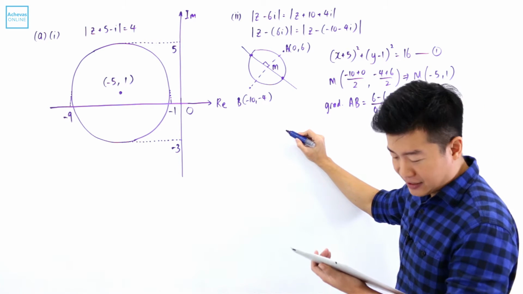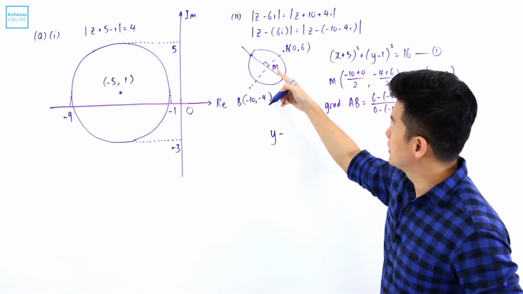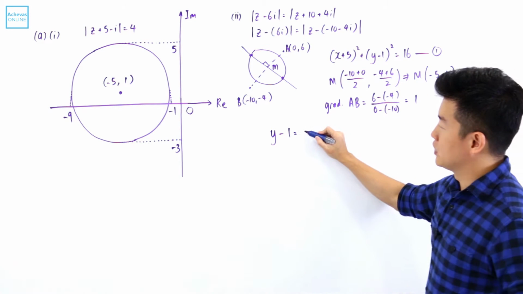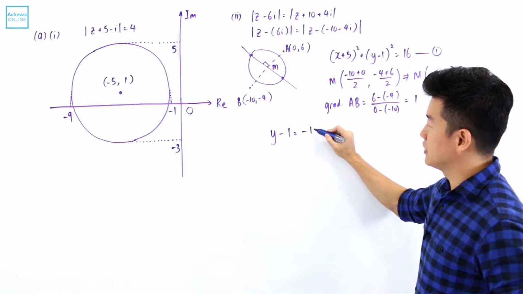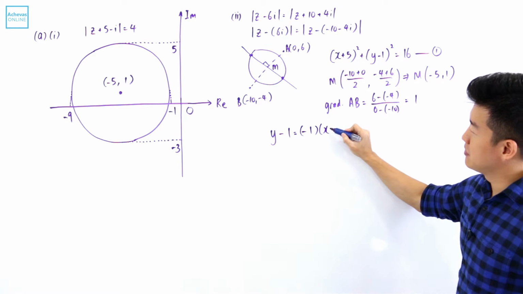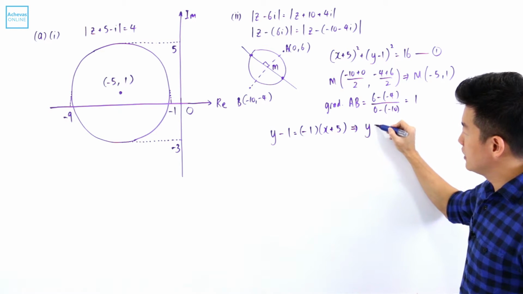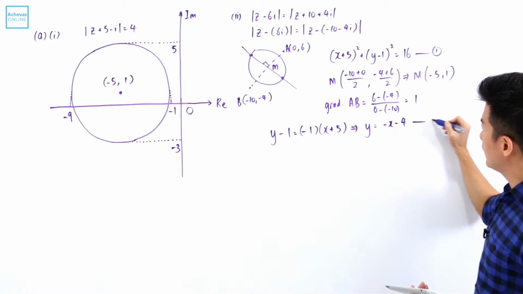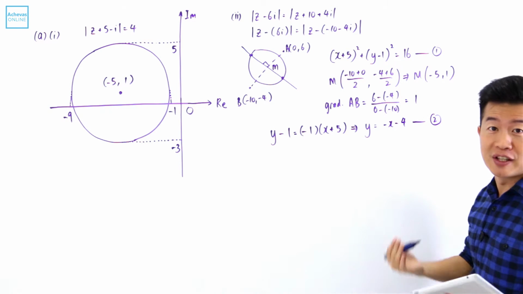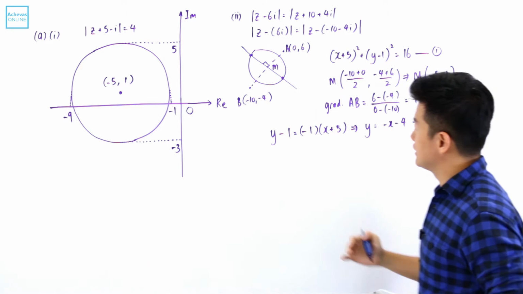So I'm going to form the Cartesian equation of the perpendicular bisector, and that is going to be y minus the y coordinate of M, y minus 1 is equal to the gradient, which is minus 1, multiplied by x minus the x coordinate of the midpoint, so x plus 5. And this is going to get me y is equal to minus x minus 4, and this will form my second equation. So equation 1, equation 2, I'm going to just solve the simultaneous equation, and that will give me the complex number that satisfies both that equation and this equation.